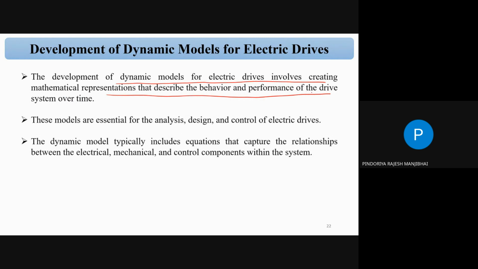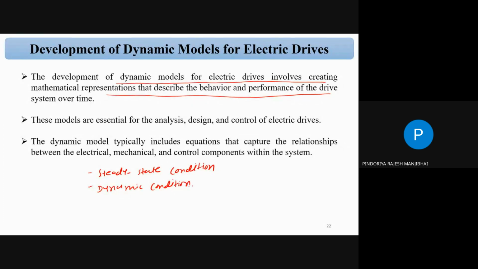Correct? So the main logic behind the model: we can have a steady state model or a dynamic model. We can say we have two conditions. One is the steady state condition, and another one is the dynamic condition.